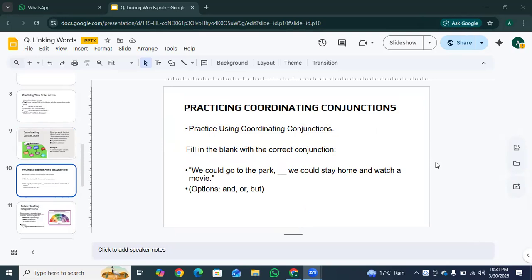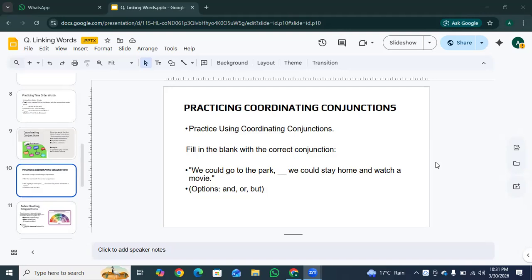Okay, next we have an activity, practicing coordinating conjunctions. Fill in the blanks with the correct conjunctions. Okay, we could go to the park, dash. We could stay home and watch a movie. Here we have options: and, or, but.